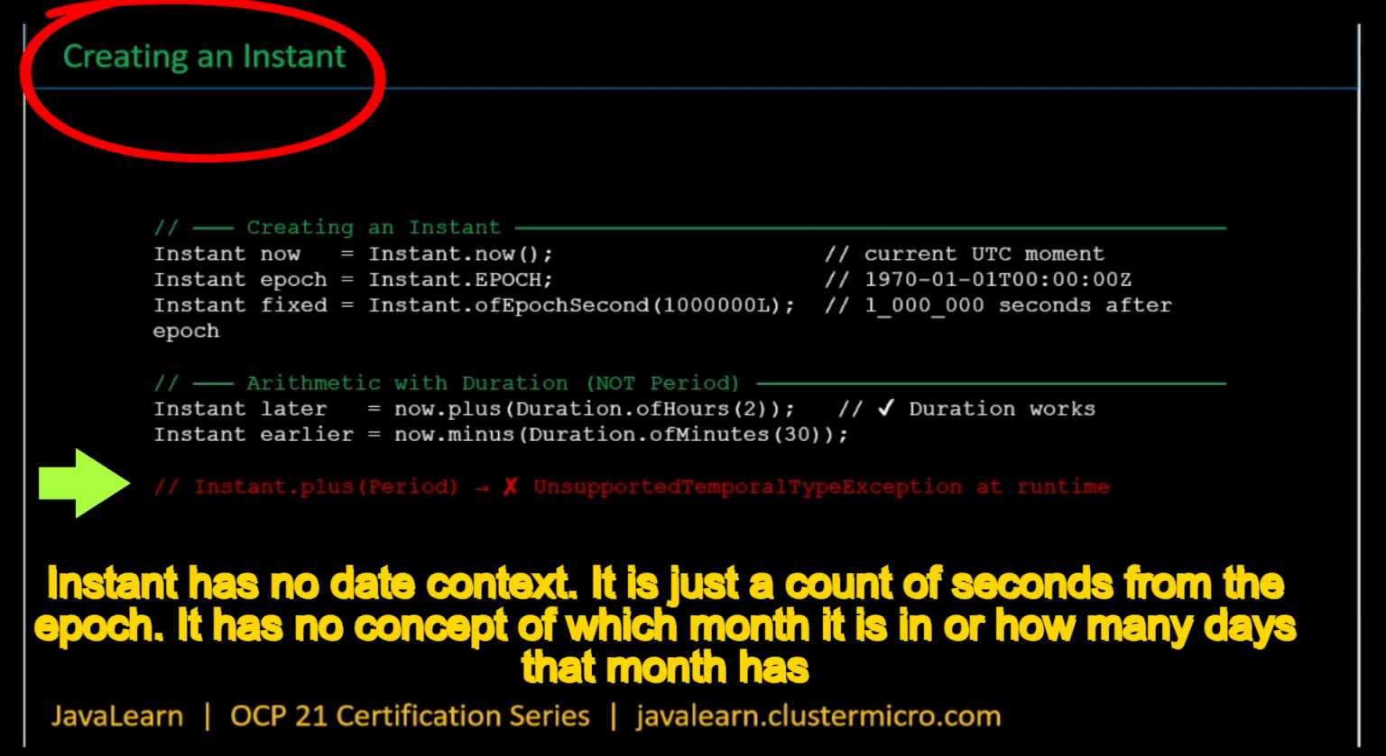Okay, so now this is a runtime exception, not a compile error. The code instant.plus(some period) will compile. The compiler does not catch this. Okay, so it only fails at runtime when Java tries to execute the addition and discovers it cannot. Okay, this is an important distinction for exam questions that ask whether code compiles or throws an exception. Now we move to slide 3.